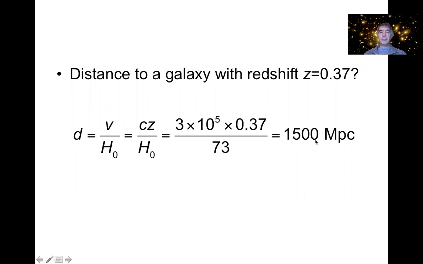Okay. So we've come a long way. We started with the sun being 1 AU away, and then the nearest star being 1 parsec away, and then our own galaxy being about 100 kiloparsecs across, and then the next nearest galaxy being about 1 megaparsec away, and now we're well out into the universe at thousands of megaparsecs.